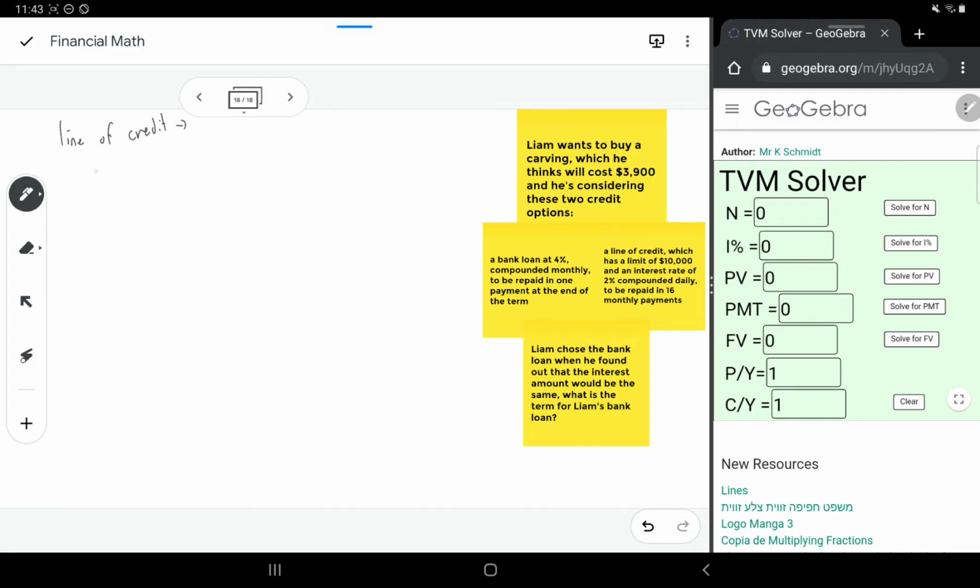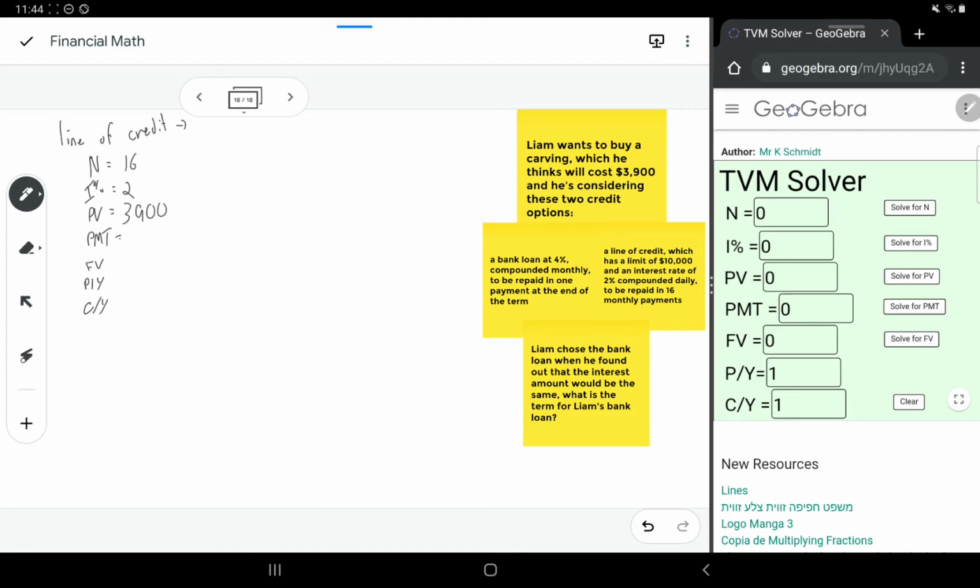So let's use our information here. We have our N, our term, the number of payments, I%, the present value, the payments, the future value, the payments per year, and the compounding periods per year. Now we can put all this together and figure out what we're missing. We know we've got 16 payments, so we put 16 in our N here. We know that our interest rate is 2%, so we're just going to keep it as 2 since that's how it works. The present value is just the value of the carving, so 3,900. That's how much he's borrowing, so it's positive going towards him.